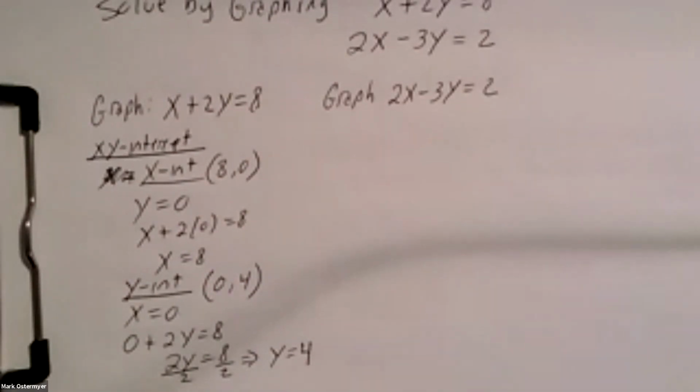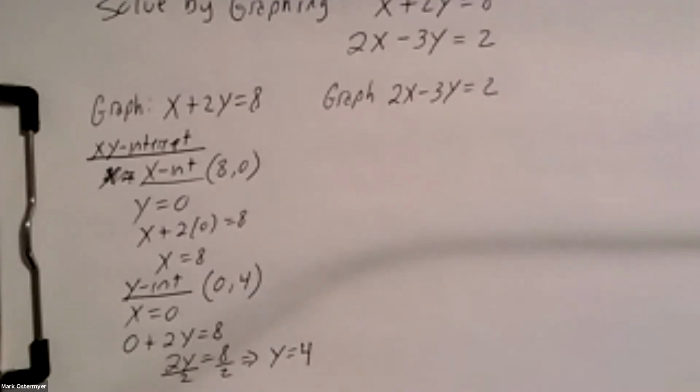So we successfully found the x-intercept and the y-intercept for the first equation in that system. Now we can just plot those points in the xy plane. So we take a piece of graphing paper.